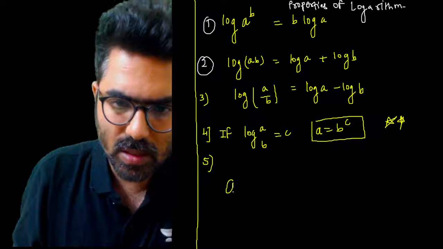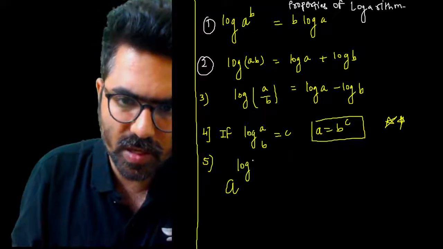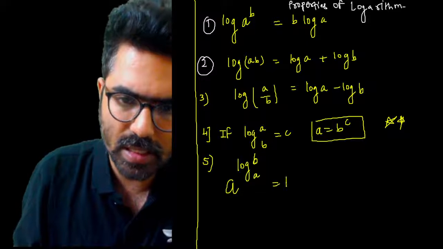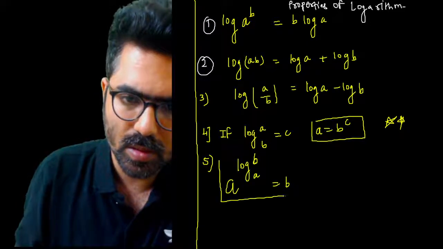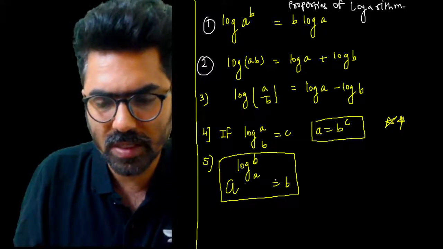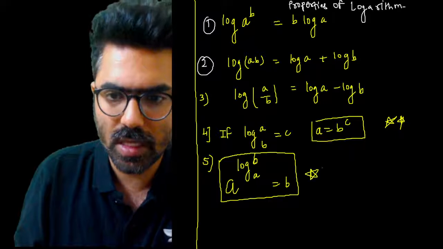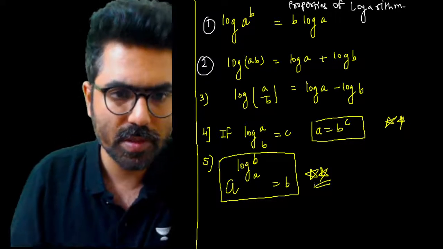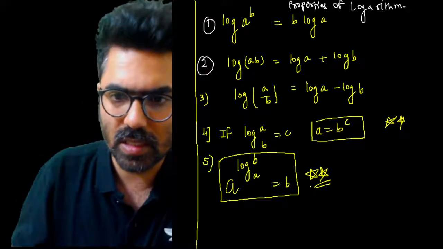And the last one: in the power of a, if you have b... with a log to the base a, then the answer is b. Okay, remember this part. If in the power of a you have a log with the same base a, then the answer is b. This is again an important one. These two are important. Let's take a question based on the last property.